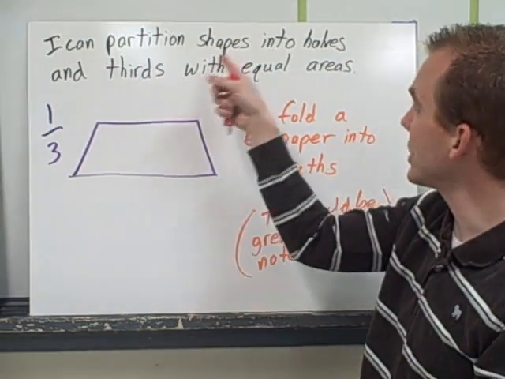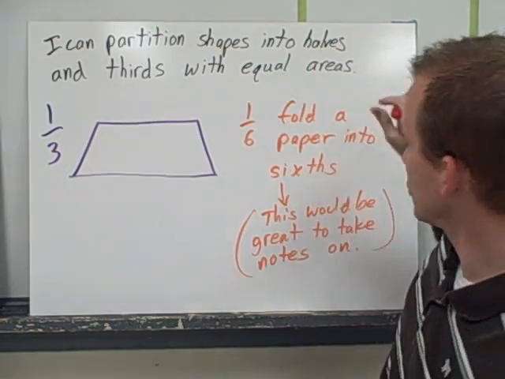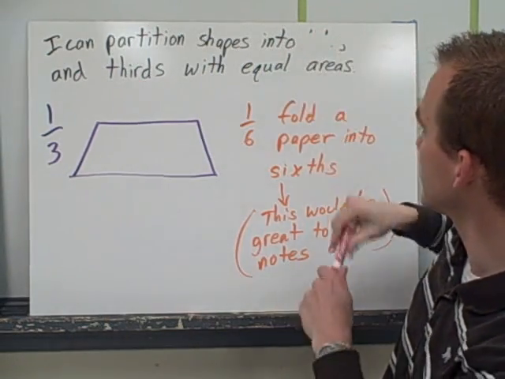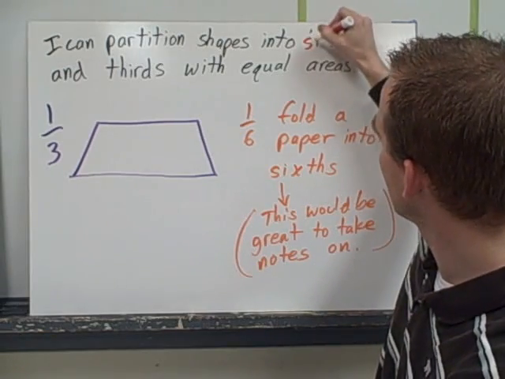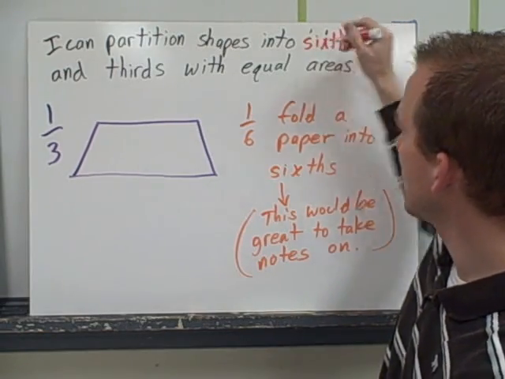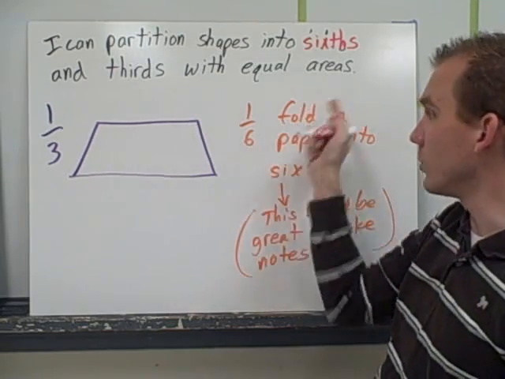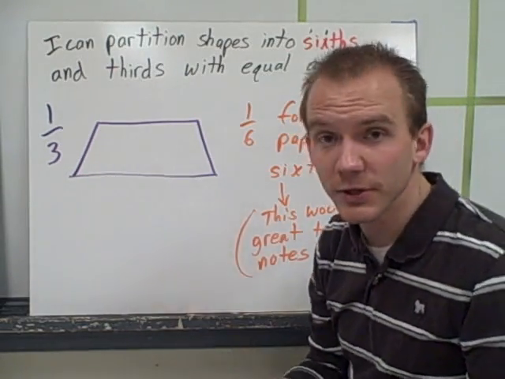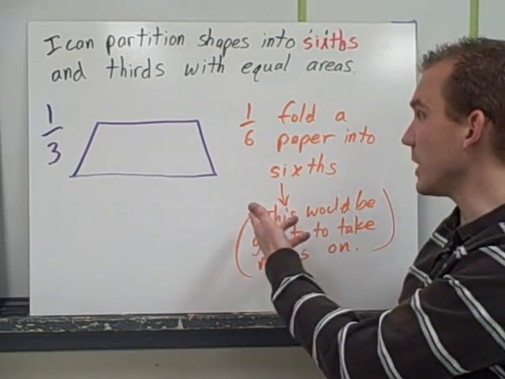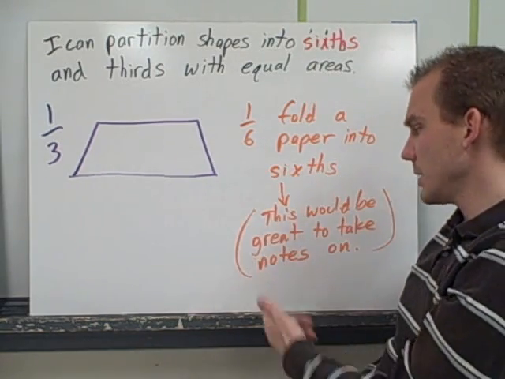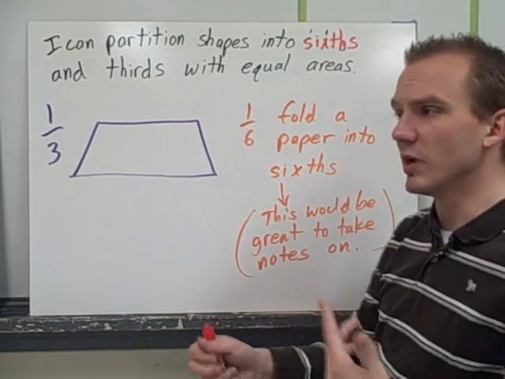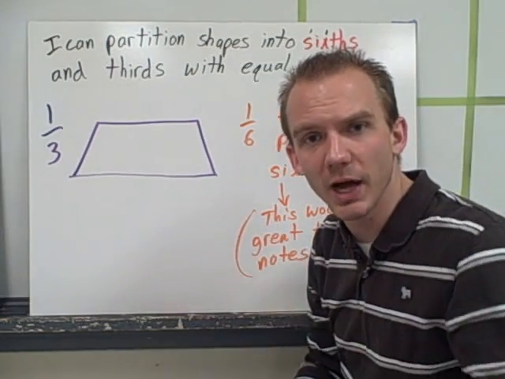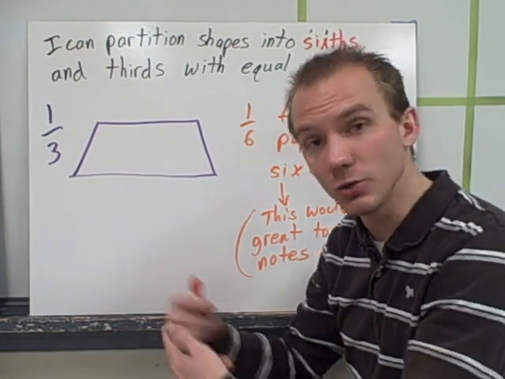I can partition shapes into sixths and thirds with equal areas. So here's a trapezoid. Partition this into thirds. Then get a piece of paper, fold the paper into 6. This would be a great way to actually partition a paper into 6 equal boxes for the 6 slides that you could take notes on.